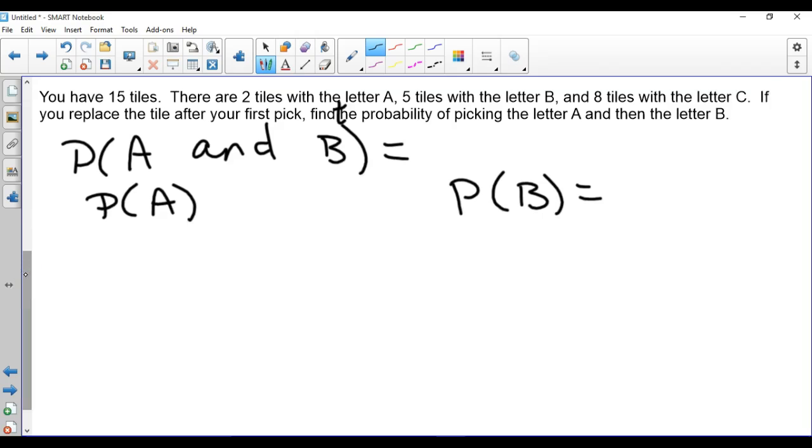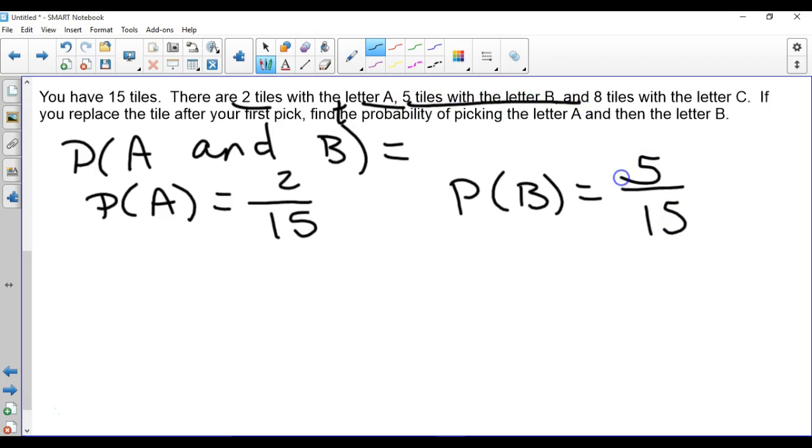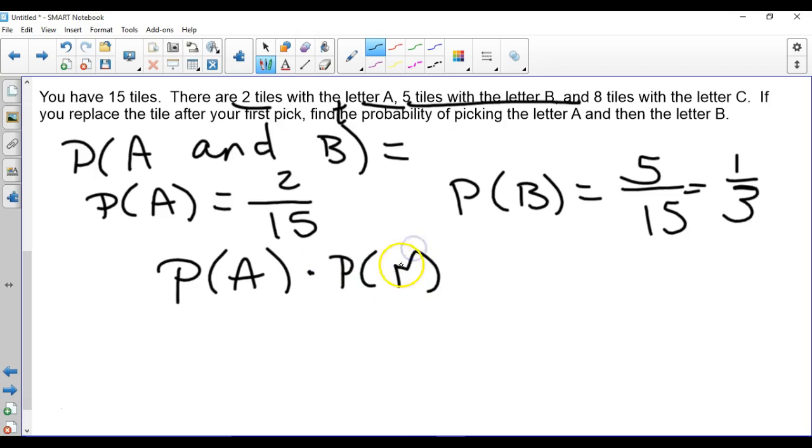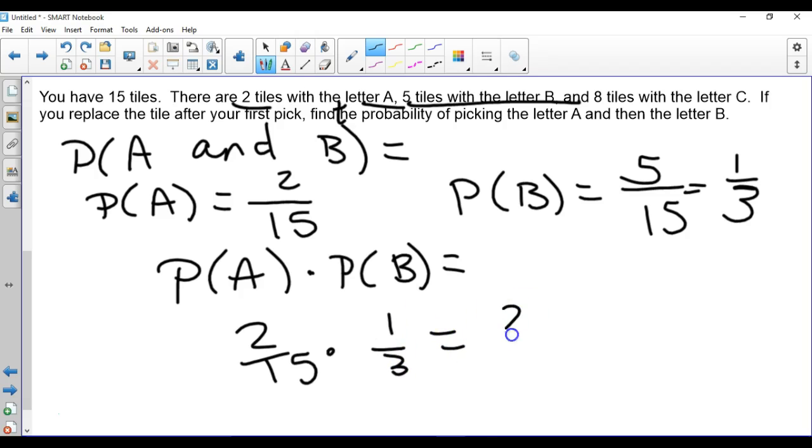Let's see, we had 15 tiles total, so the bottom is the total, and there are 2 tiles with the letter A, so 2 out of 15. 15 tiles total for B, and there are 5 tiles for B. Now 2 out of 15 won't reduce, but 5 out of 15 will. Both of those divide by 5, which would give us 1/3. So probability of A and B is the same as multiplying the two probabilities together. So 2 over 15 times 1 over 3 would be 2 over 45.